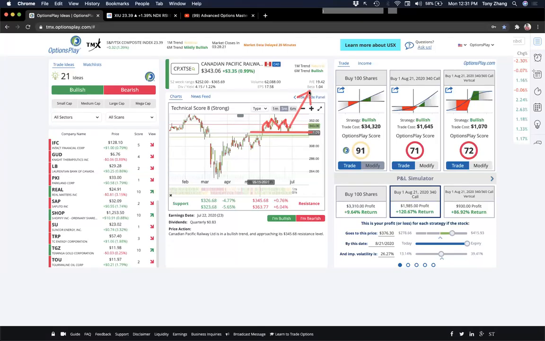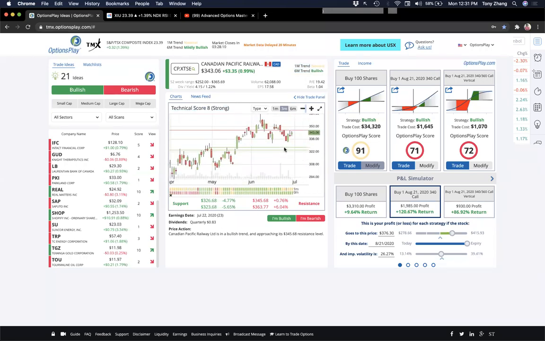Canadian Pacific Railway, fairly strong stock. As you can see, the technical score tells me that it's a relatively strong stock compared to the overall market. The 1 month trend is neutral, but the 6 month trend is bullish. And the question is whether or not we can find some bullish plays here on this particular name.